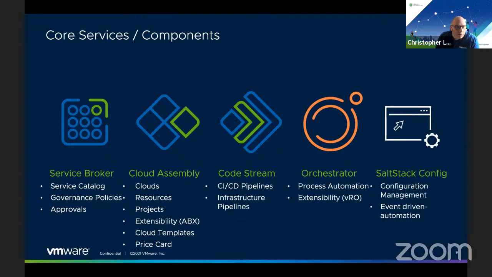So there are now 5 key services within vRealize Automation. There is the Service Broker, which is the service catalog, and that's where we create all our governance policies. And that's where, if you're lucky enough to have approvals, you would go and approve or reject requests on behalf of people.